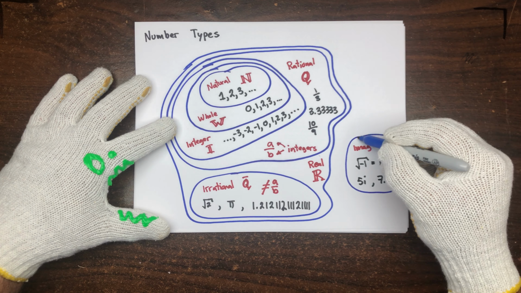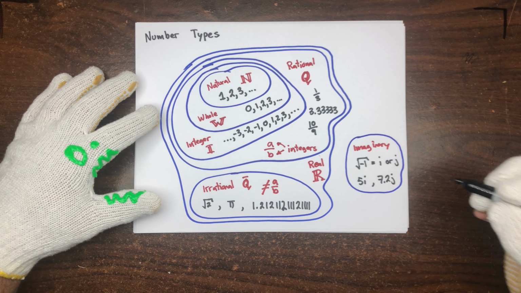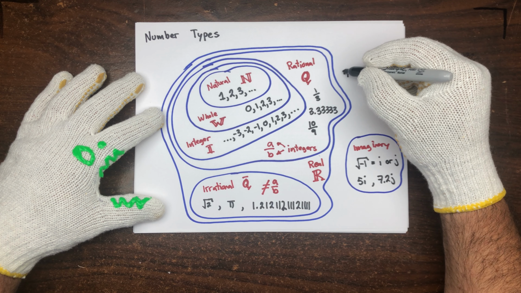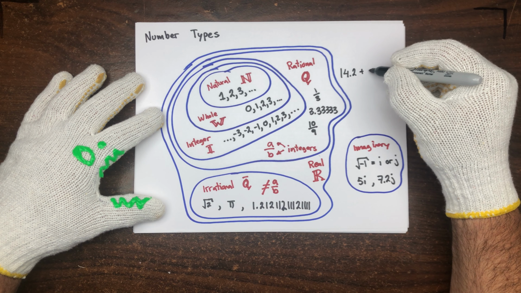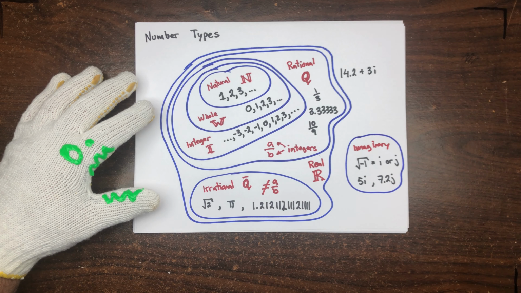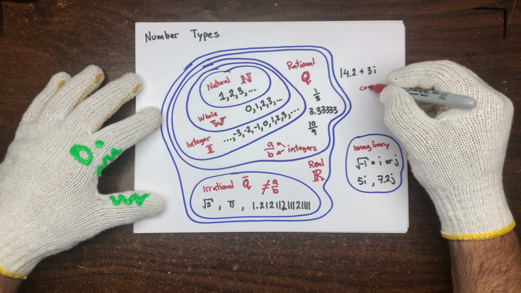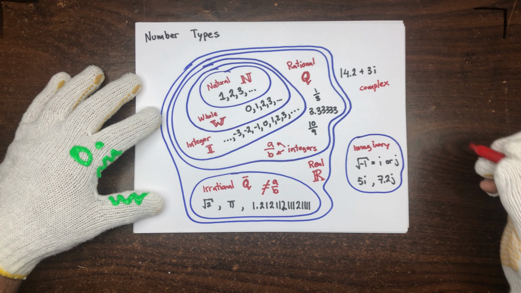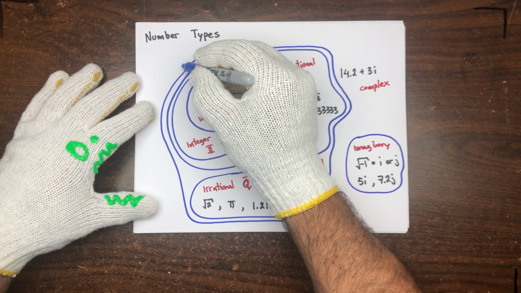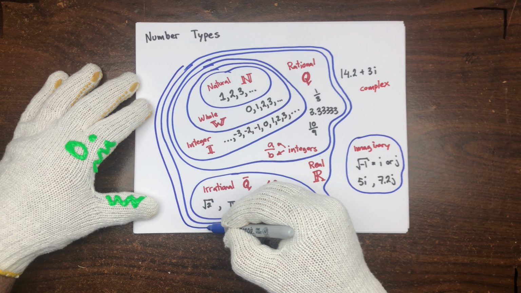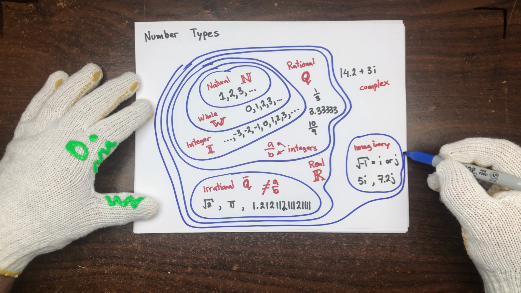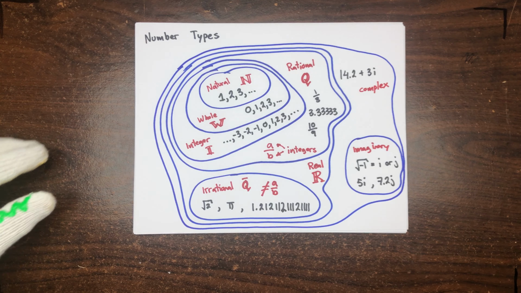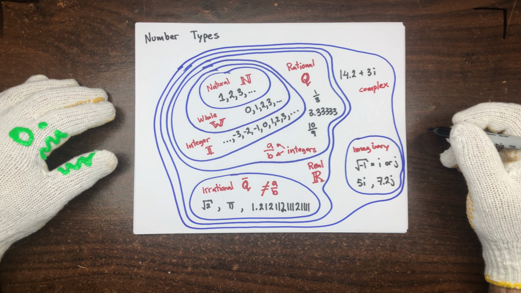And we can combine these two types of numbers and make a complex number, which is something that looks like 14.2 plus 3i. Okay, and that is a complex number. There we go. There's the number types. Thanks.